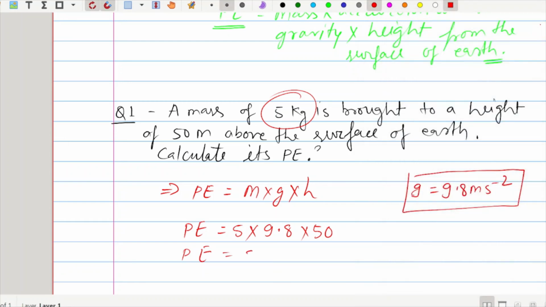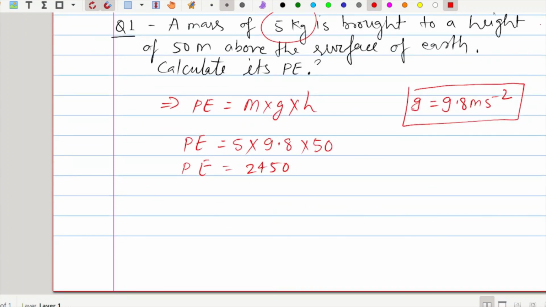2450. Now this is an incomplete answer, because when you are calculating a physical quantity, there should be units. So what is the unit of gravitational potential energy? The unit of energy, whether it's kinetic energy, potential energy, gravitational energy or elastic potential energy, is joule. So we can write here the unit of gravitational potential energy as joule.